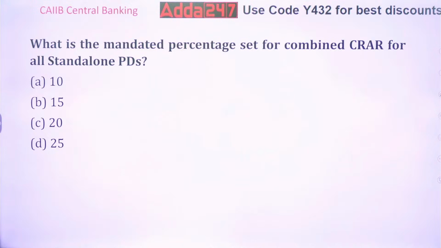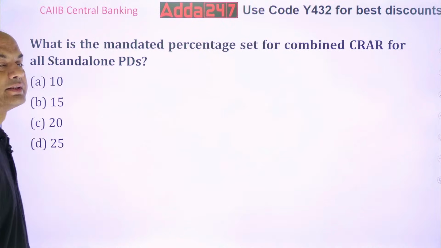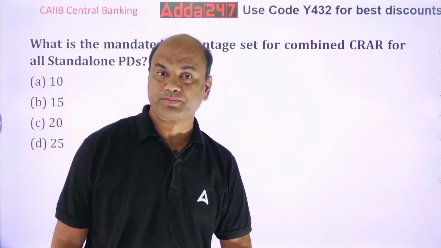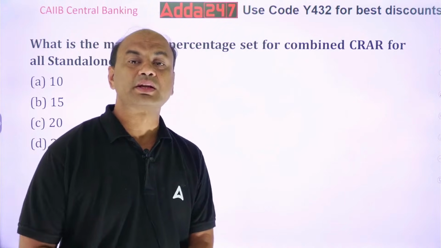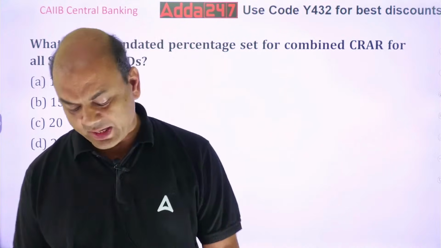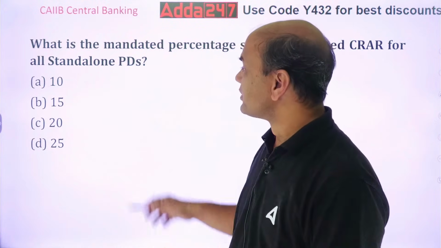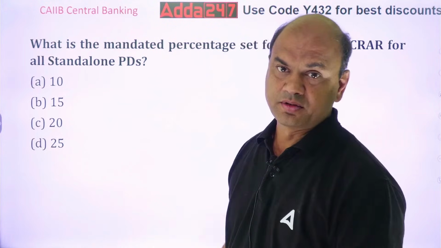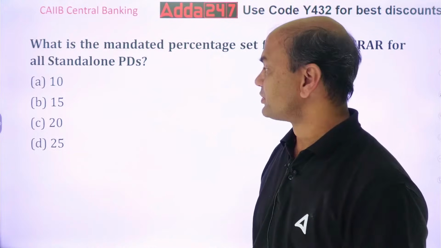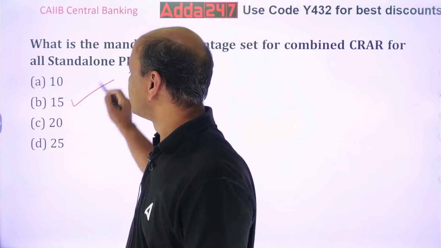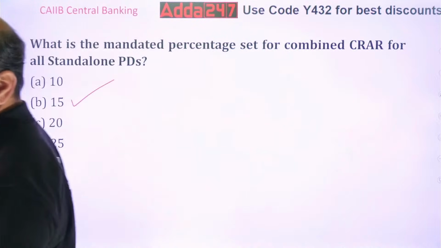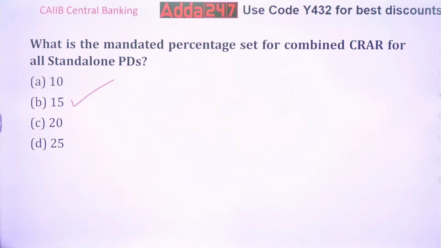So, what is the answer for this? Minimum CRAR for the primary dealers. Do you understand the meaning of CRAR? Capital to risk weighted asset ratio. This is there in your BFM also, right? For banks it is 11.5%, 9 plus 2. But for primary dealers, it has been set to 15%. Primary dealers, the minimum CRAR is 15%. Kindly note, 15, 1-5. Okay?